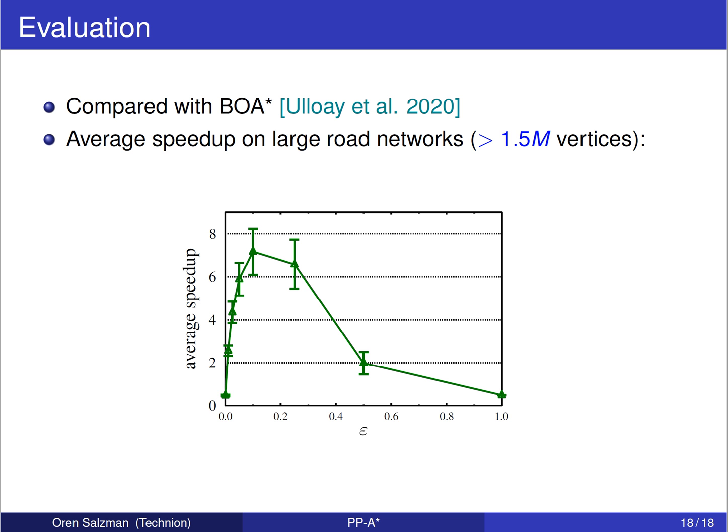Interestingly, for small approximation factors, the extra machinery that we introduce makes our algorithm slower than BOA star. But for intermediate size, say 0.1, which corresponds to a 10% approximation factor, we already get a 5x speedup.